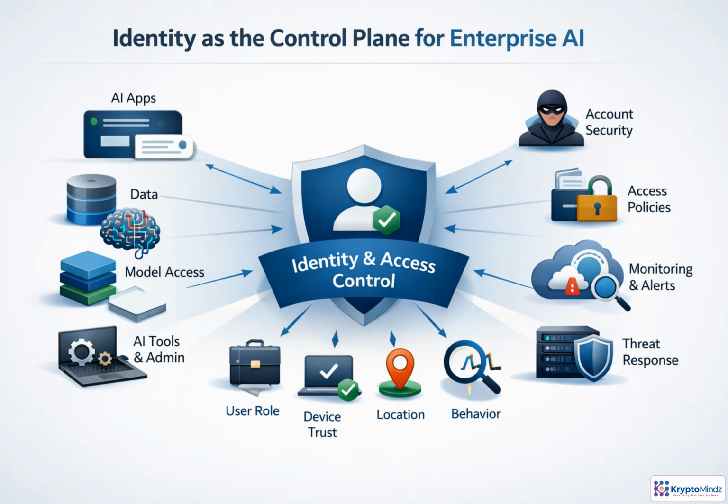In enterprise AI, identity is more than a sign-in step. It is the control point that determines which people, devices, and sessions can reach applications, data, models, tools, and admin functions. Use a centralized identity provider instead of separate local passwords. Then enforce policy with context, including role, device trust, location, sensitivity, and behavior. Just as important, send identity events into monitoring so suspicious access can trigger investigation and response.